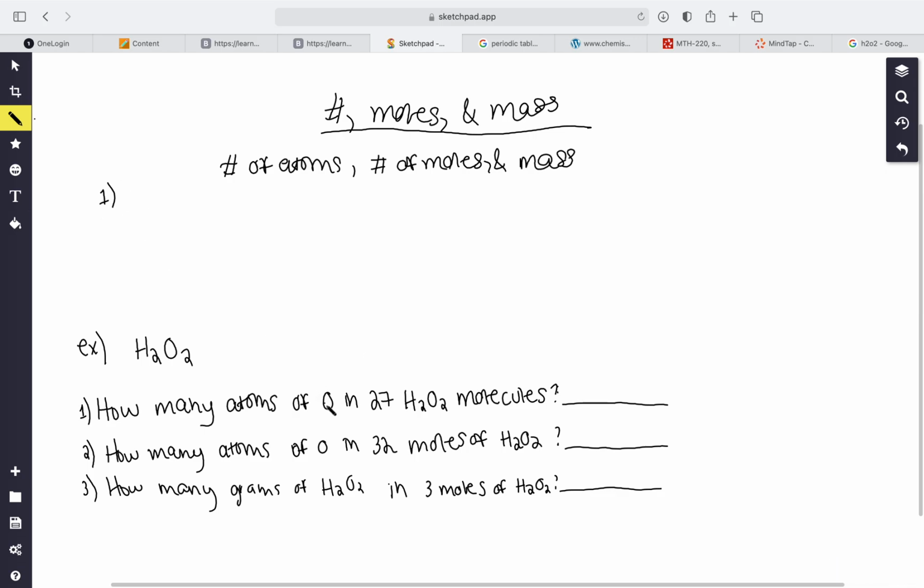How many atoms are present? How many atoms of oxygen are present in 27 of these molecules? So that's hydrogen peroxide, if you didn't know.